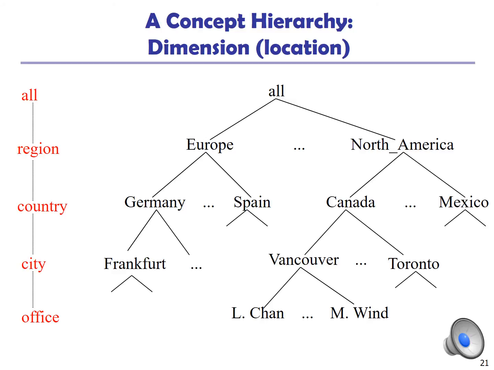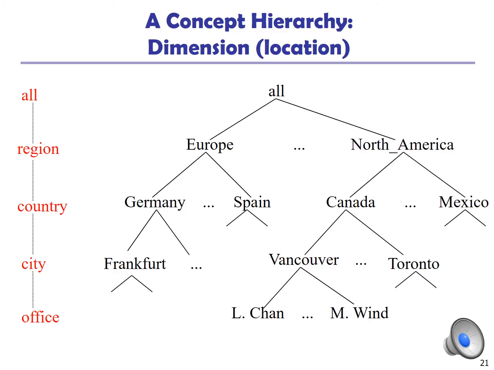So these mappings are basically forming a concept hierarchy for the dimension called location by mapping from a set of low-level concepts, which is from cities, to higher-level concepts, which is countries.